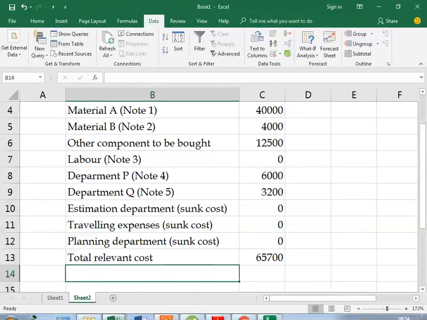Topic 27, relevant costing. Question number 1, hyphen, comprehensive problem for relevant cost of material.